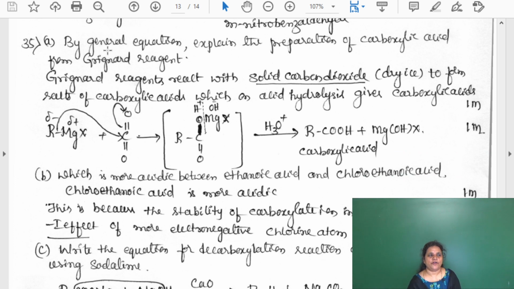Question number 35. A. By general equation, explain the preparation of carboxylic acid from Grignard reagent. If you say Grignard reagent, definitely the other reacting molecule will be dry ice. Dry ice means solid carbon dioxide. Grignard reagent reacts with solid carbon dioxide, that is dry ice, to form salts of carboxylic acid, which on acid hydrolysis gives carboxylic acid. So this explanation carries 1 mark. And this is the reaction, Grignard reagent RMgX.